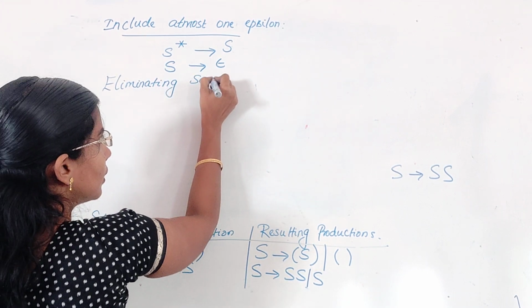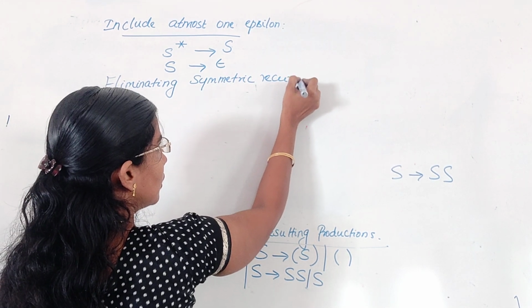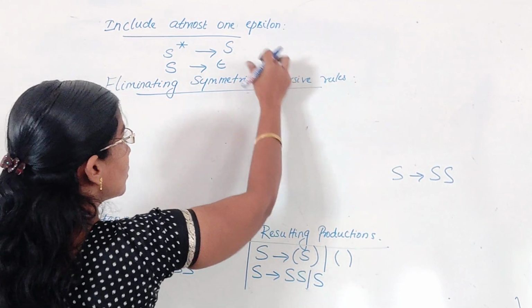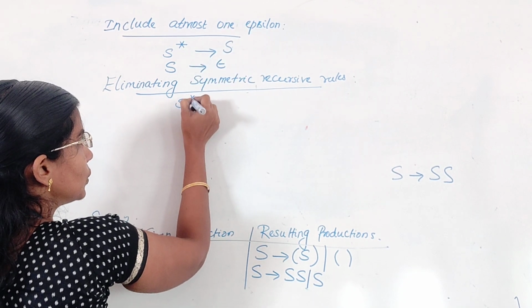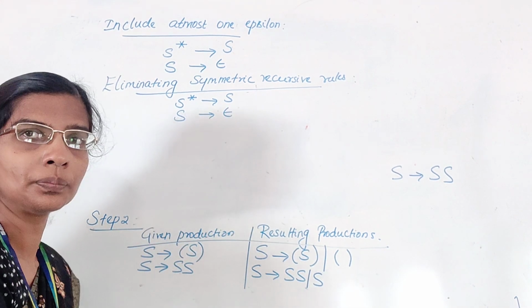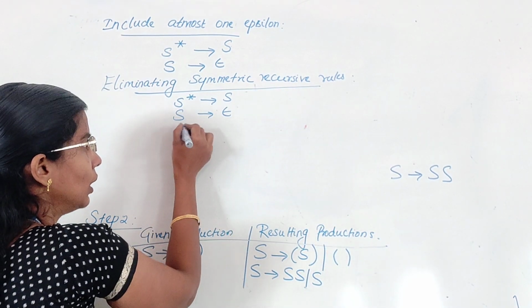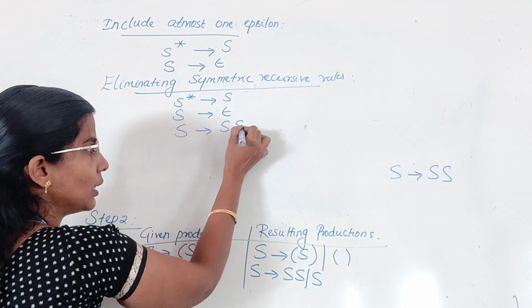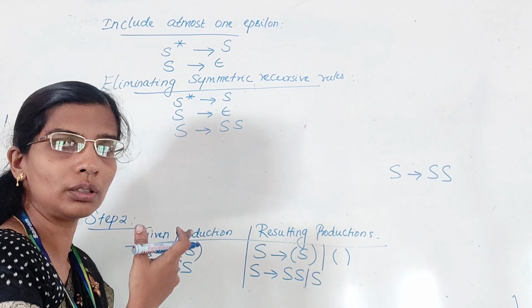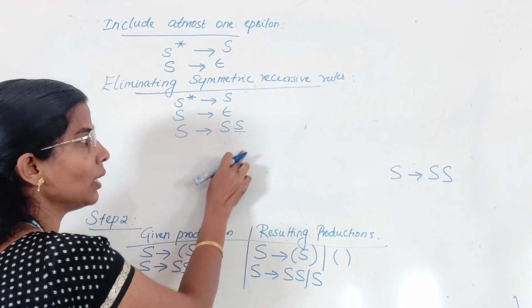While eliminating symmetric recursive rule, include this first: S star tends to S, S star tends to at most 1 epsilon. Then write your symmetric rule first. What is your symmetric rule? S tends to SS. In this symmetric rule, give a new name for the rightmost non-terminal.